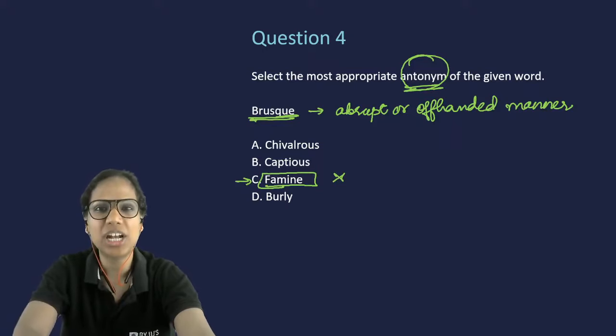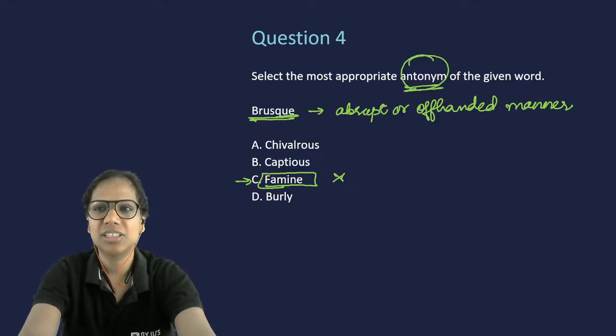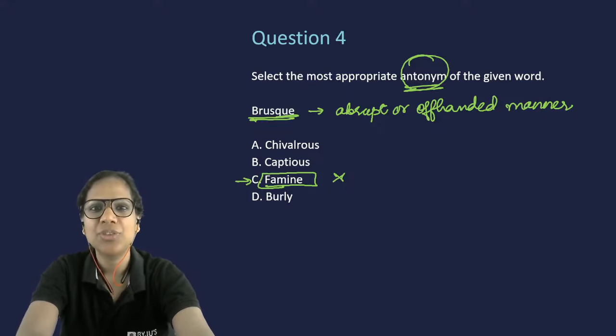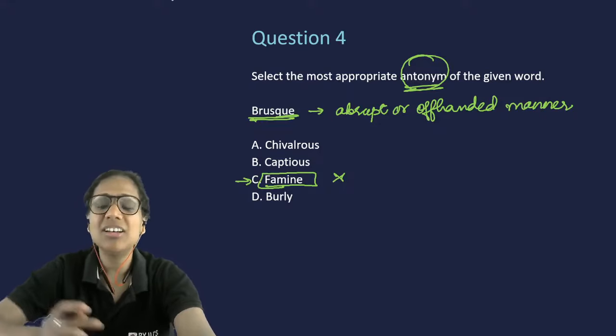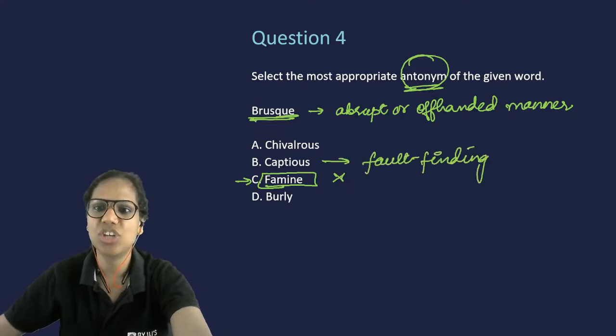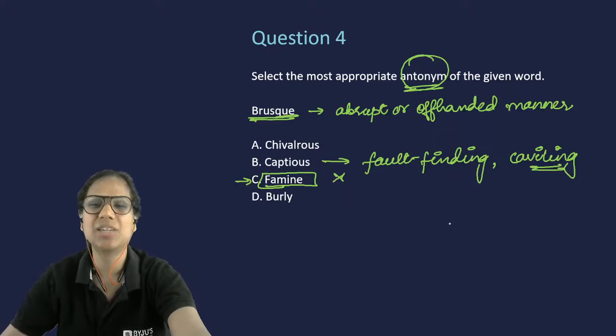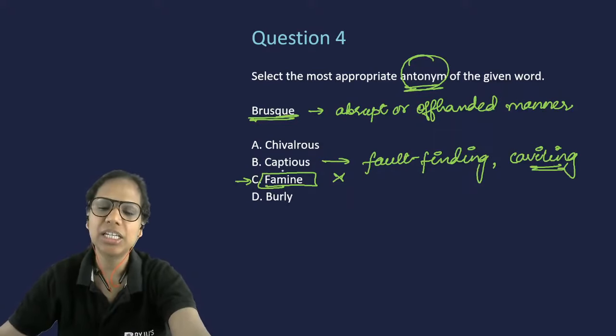Someone who's captious. Is this person a friendly person? Captious. Let's say this person would tend to always be complaining, always finding faults with things. So, captious is a negative word. It means someone who's always finding faults, always raising objections. Cavilling is a synonym of captious. Cavilling also means fault finding, raising petty, trivial objections. So even this cannot be the antonym.